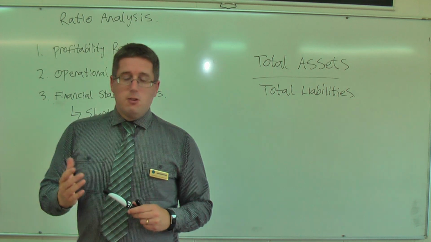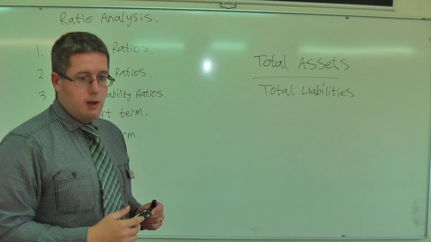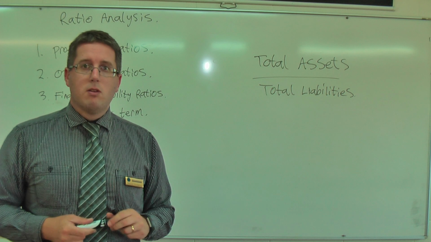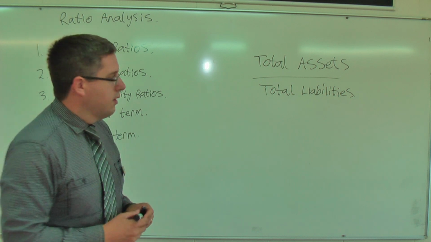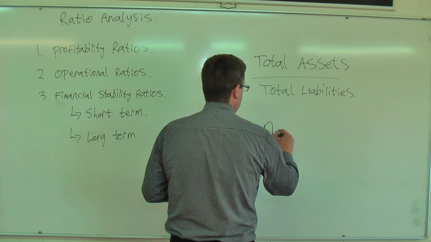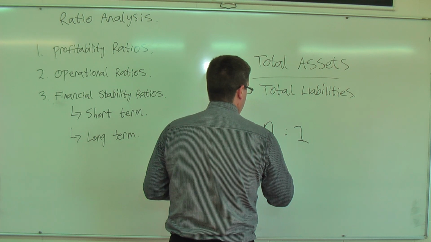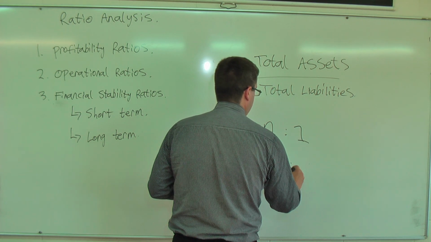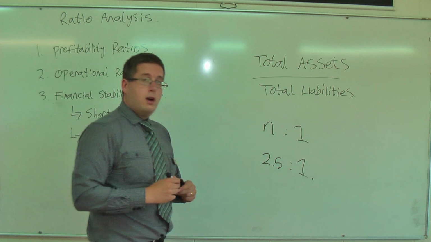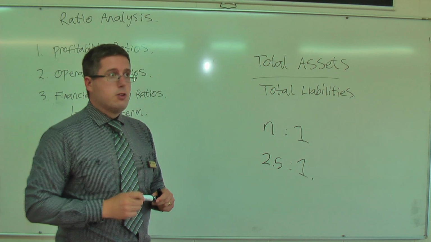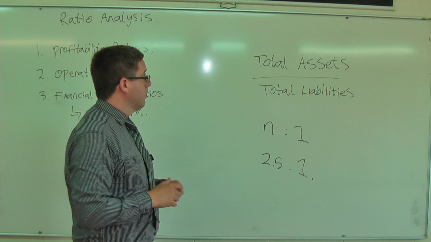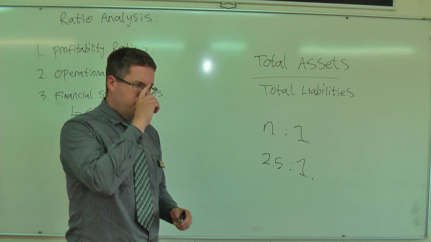First one is the assets to liabilities ratio. It says simply total assets divided by total liabilities. This will give you a ratio, a number to 1. Now, hopefully, the number will be higher than 1 to 1. If it's lower than that, you're in deep trouble because your liabilities are more than your assets.